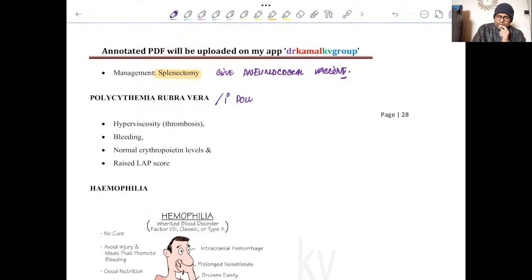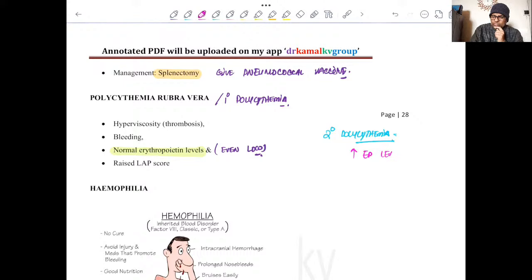Okay, and here what is important for you to remember is the erythropoietin level, which can be normal or even low. This is how we differentiate primary from secondary, because in secondary polycythemia erythropoietin is always high. Clear? So this is one way of differentiating the two conditions. And there is hyperviscosity, there might be bleeding, raised leukocyte alkaline phosphatase score.